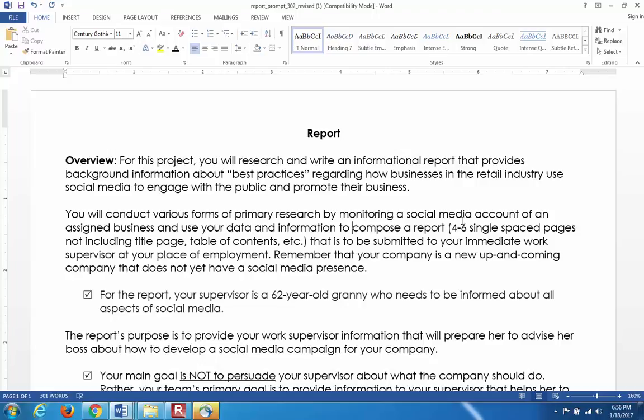You really need to be thinking about your audience here. It's an exercise to see if you can write a document with this specific audience in mind. So remember that your audience is a 62-year-old granny, and that you are currently working for a company that is in the retail industry but does not yet have a social media presence. So you're not a big company, but you're looking at other big companies to see how they do it, how they use social media in order to help your own company.